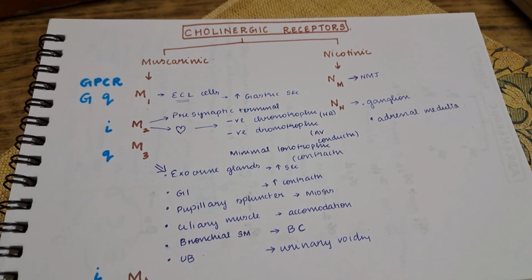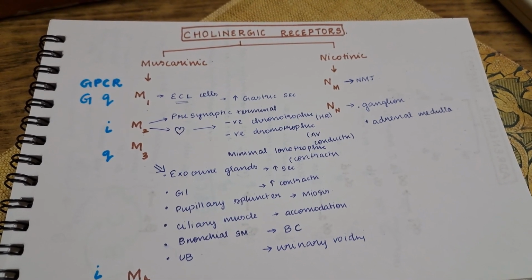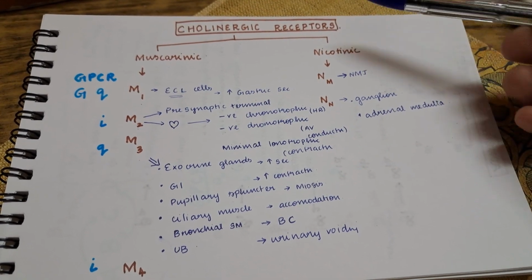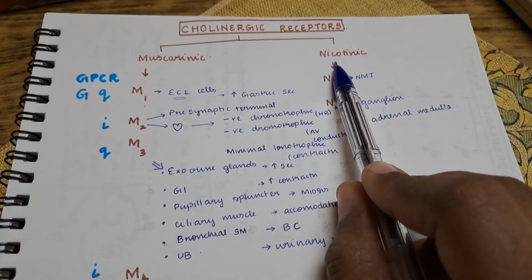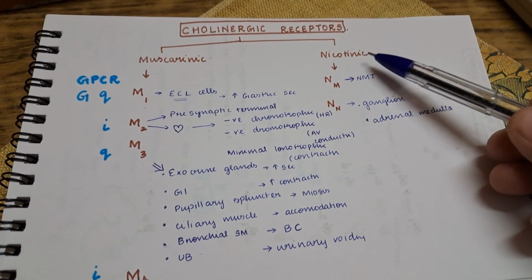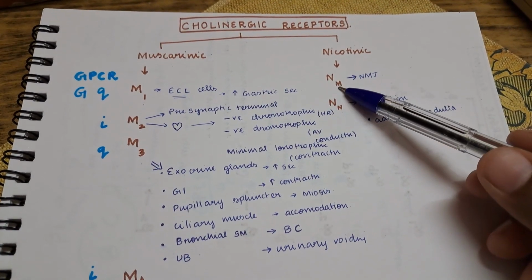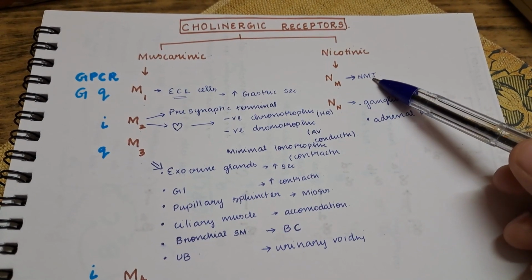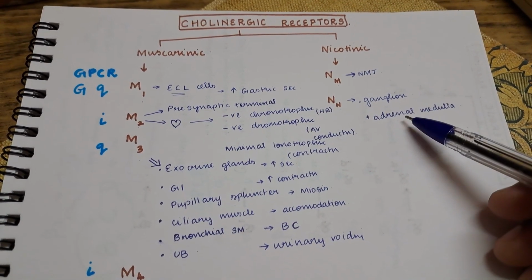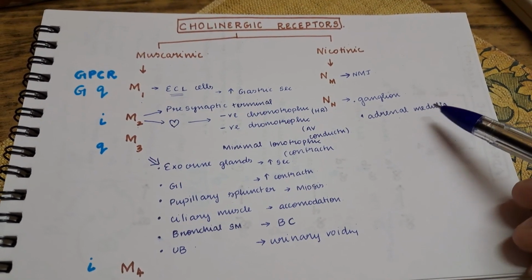In this video, we are going to see about both cholinergic and adrenergic receptors and their types. So first, cholinergic receptors. They are of two types, muscarinic and nicotinic receptors. Nicotinic receptors are of two types, NM receptors and NN receptors. NM receptors are present in the neuromuscular junction. NN receptors are present in the ganglion, and also in the adrenal medulla, which is considered a modified sympathetic ganglion.